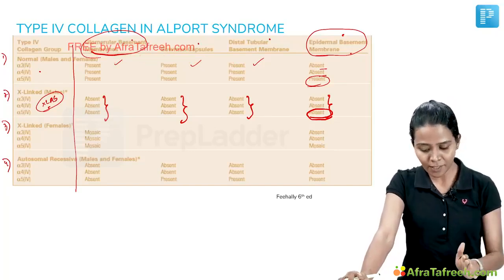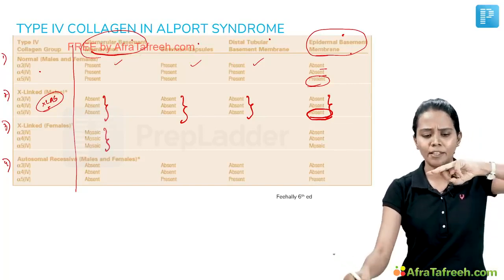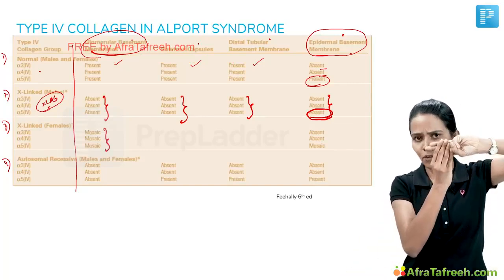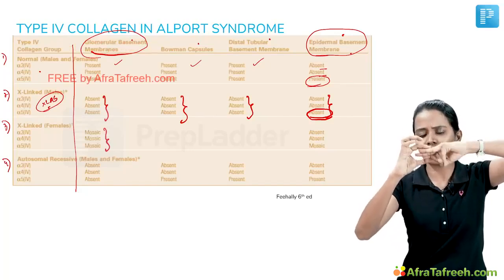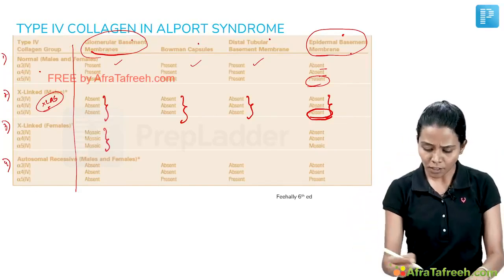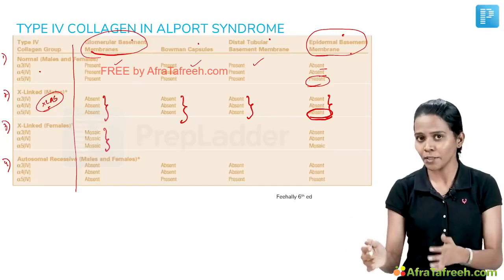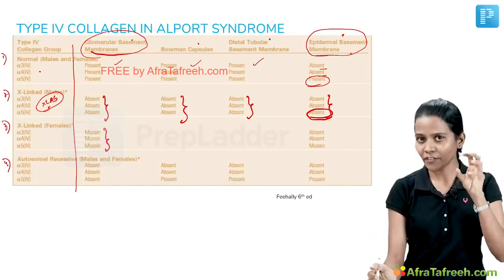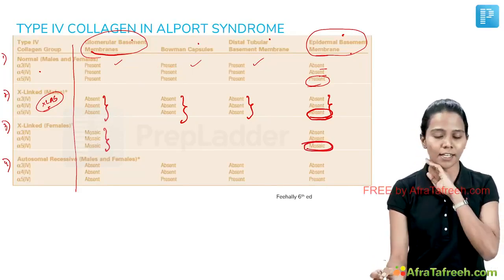Now, in X-linked female, generally it is mosaic pattern, that is some amount of alpha 5 can be there. Assume it is like this, some amount of alpha 5 can be there. So, some amount of mosaicism is seen, that is triple helix will be seen with these 3 chains. Okay. Now, here again in the basement membrane you will see mosaic, but in the epidermal basement membrane some amount of alpha 5 will be present. So, mosaic pattern can be seen there, right?